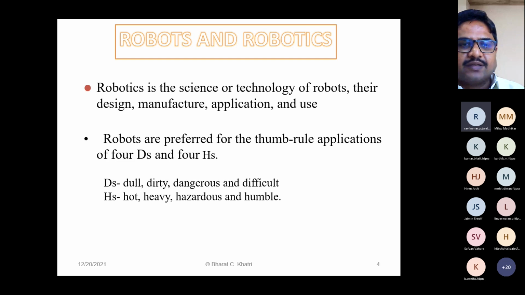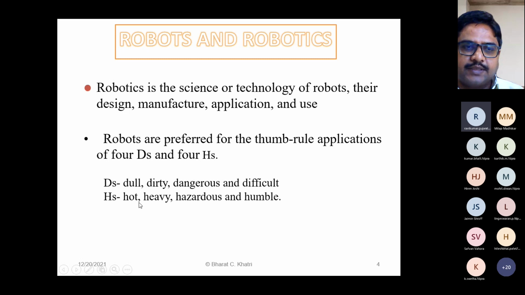There is one thumb rule given for the robots, that's the 4D and the 4H. These describe that you can use robots in the dull environment, dirty environment, dangerous environment, and difficult environment. So these 4Ds describe where you can use the robot. Right? So dull, dirty, dangerous, and difficult environments, all of which cannot be handled by human beings, can be handled by robots. A robot can operate easily in this environment.